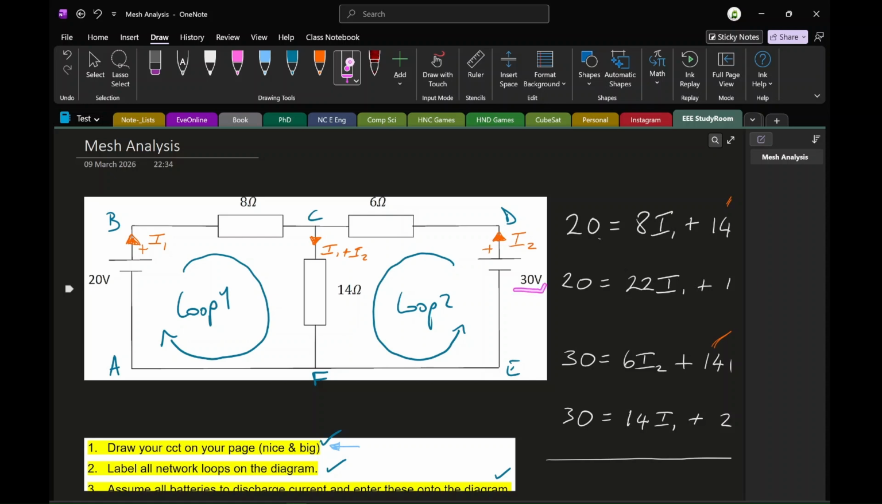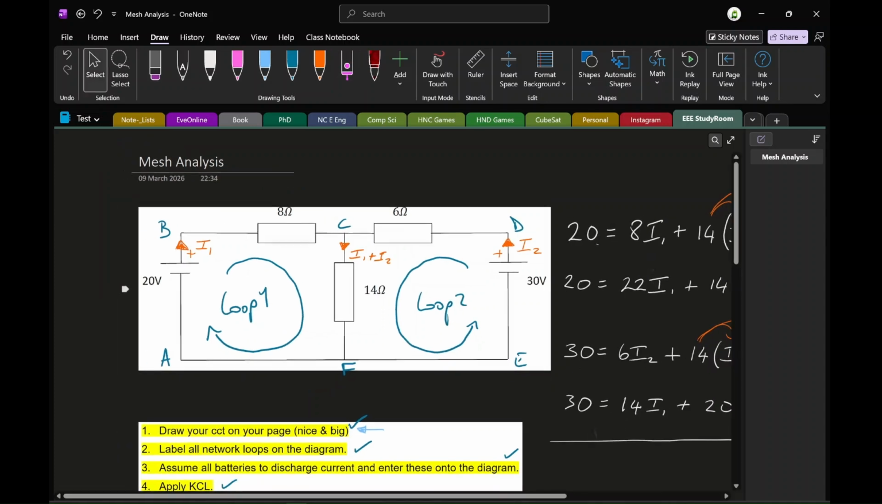It's also going to depend on the size of the cell. So in this case, if it was the current flowing through the 6 ohm resistor, then it's literally going to be I2. But if it was the current flowing through the 8 ohm resistor, then you're going to have a difference between I1 and I2, because the 30 volt cell is producing an EMF that is pushing against the current flow coming from the 20 volt cell.